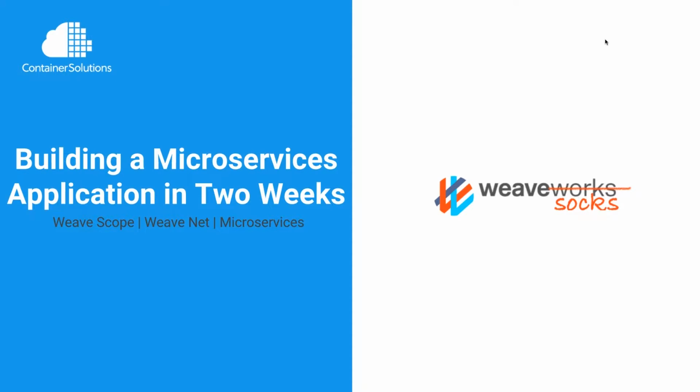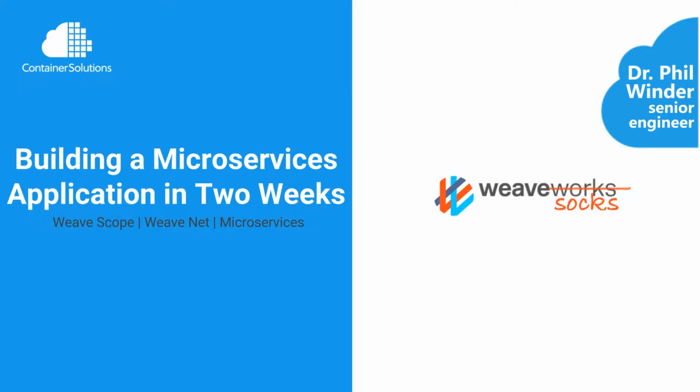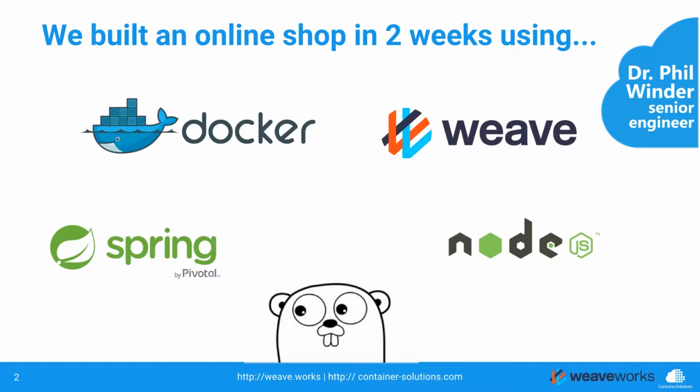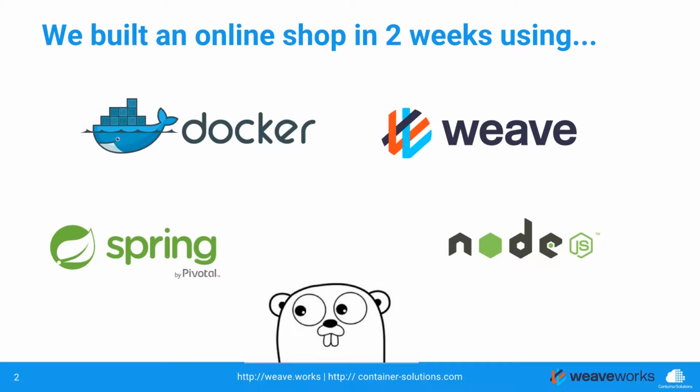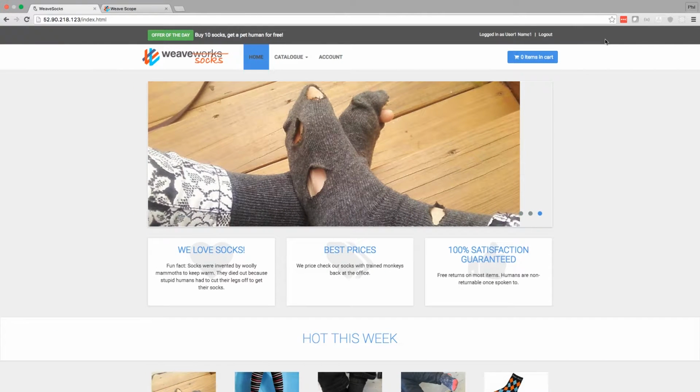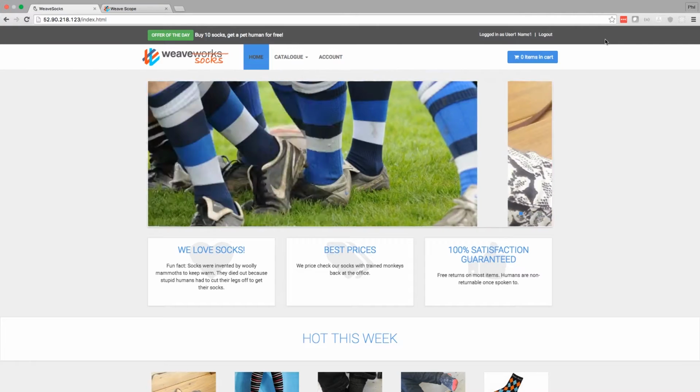In this video, I'll show you how a colleague and I built a web shop using microservices in just 2 weeks. We selected Weave, Docker, and language technologies like Spring Boot, Node.js, and Golang to enable a high development velocity. And here's what we built. It's a shop selling socks.